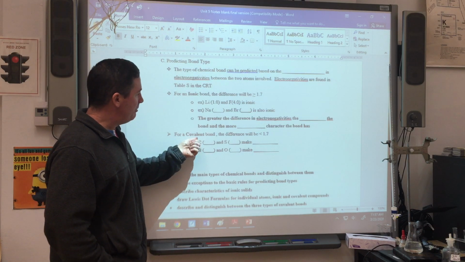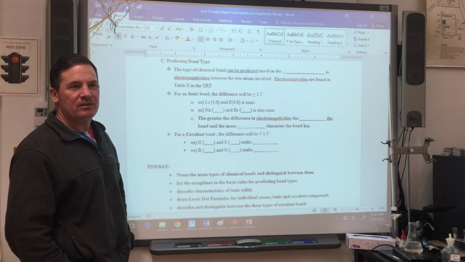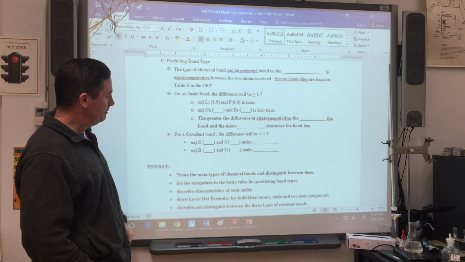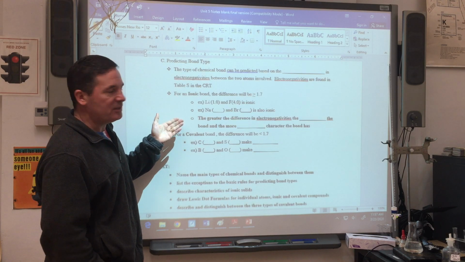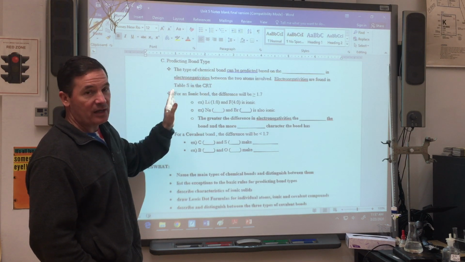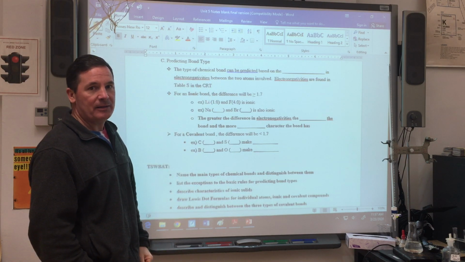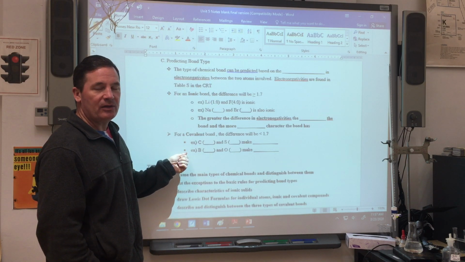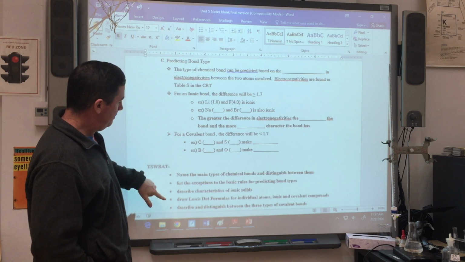If it's a covalent bond, the difference is going to be less than 1.7. And from the homework sheet that we did the other day, basically, if you have a metal on the left side and a non-metal on the right, it's going to be an ionic bond. If it's a non-metal with a non-metal, it's going to be a covalent bond.